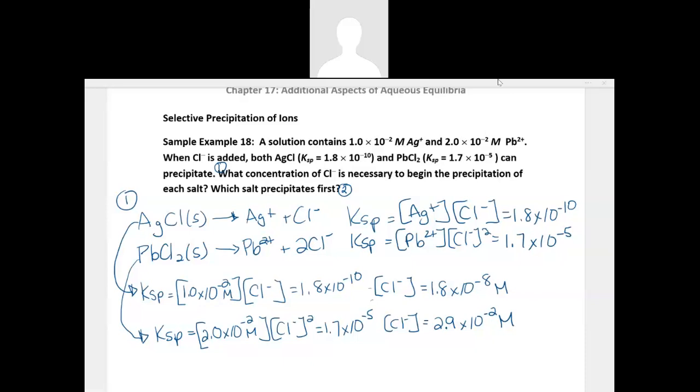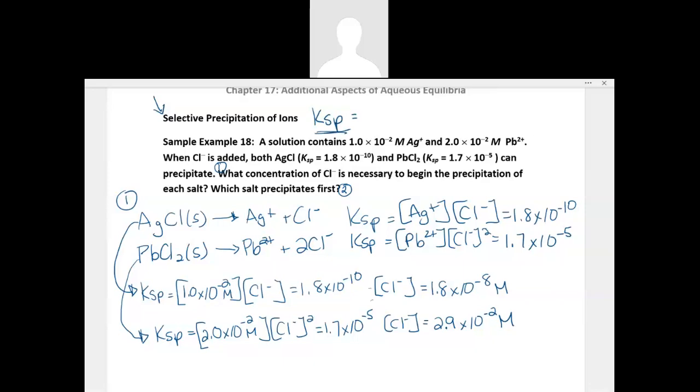In this next video from chapter 17, we're going to look at a new concept, something called the selective precipitation of ions. If we have a solution of mixed ions, this selective process involves utilization of the KSP value. Whichever species needs a lower amount of an ion to start precipitation, we can figure out which of our salts would precipitate first in a mixed solution. And again, we're going to relate this to our KSP value.